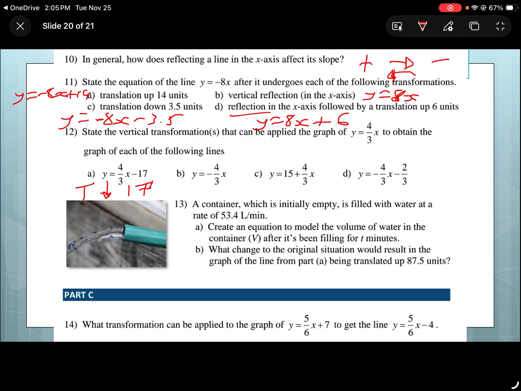That's a 17. Slope has changed because it went from positive to negative, so this is a vertical reflection. This one, the slope has stayed the same. It's still positive, but it's gone up by 15. It doesn't matter if the 15's in front of it or behind it. That's still a positive 15, so it's being translated up 15. And then this one is change sign, so vertical reflection, and then it's being translated down 2 over 3.